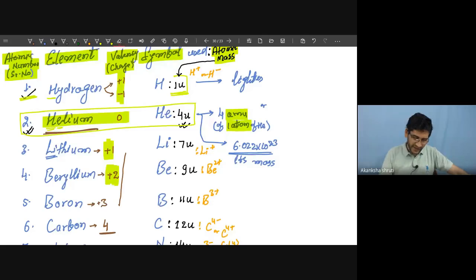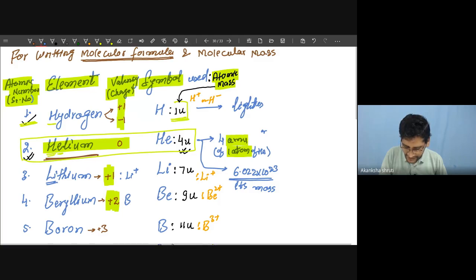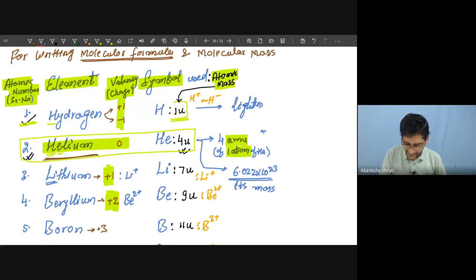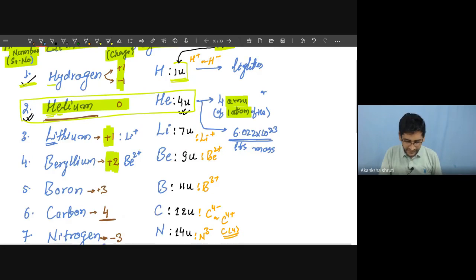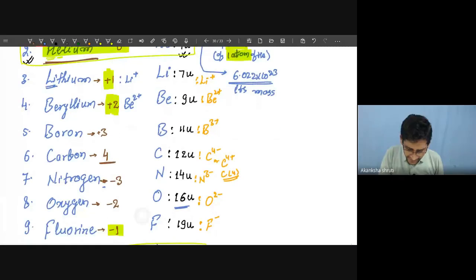Student, so for all these elements, what we have to keep in mind is at least their valency or the charge, so that in ion form we know how lithium or beryllium will be represented. Lithium will be represented as Li+ when it forms the ion, beryllium will be represented as Be2+. Say boron, B3+.